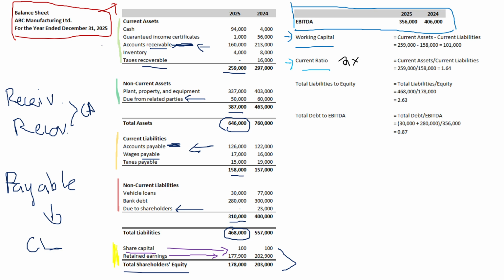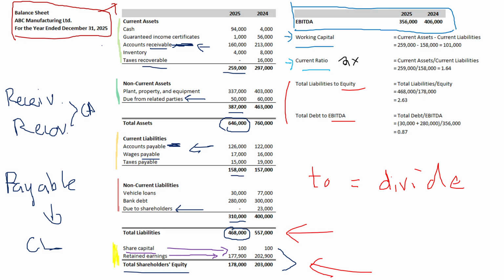Now, the two at the bottom here, like total liabilities to equity and total debt to equity. So let's talk about the word to, okay? The word to means divide. Whenever you see something to something, it means the first thing divided by the second thing. So total liabilities to equity is you're just taking the total liabilities, which is calculated for you right here, and you're dividing it by the total equity, which is also calculated for you right there. So you're taking the two numbers and dividing them by each other.